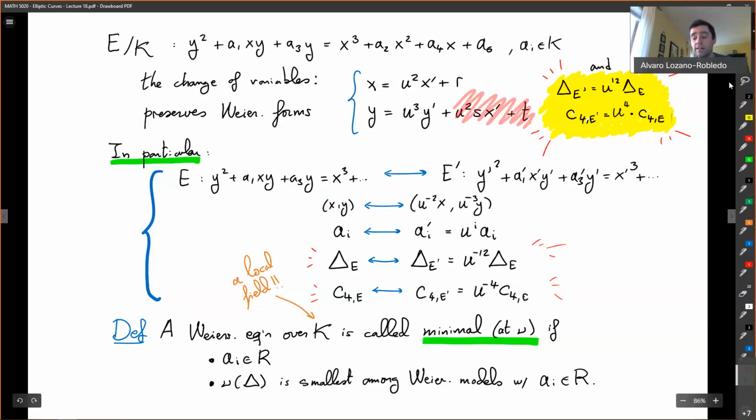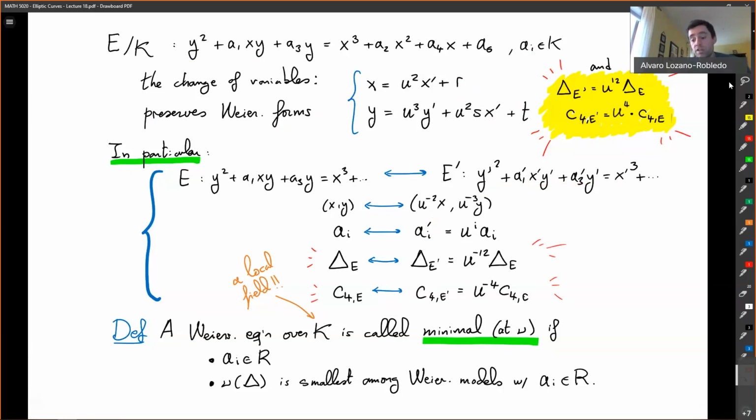r, s and t are zeros, and u here I'm changing by a negative power of u instead of a positive power of u. And when you change that, the new coefficient is a power of u times a_i. So you just need to change with enough of a power of the uniformizer, u being the uniformizer itself, to cancel uniformizers in the denominators, and then you get a Weierstrass model that has integer coefficients.